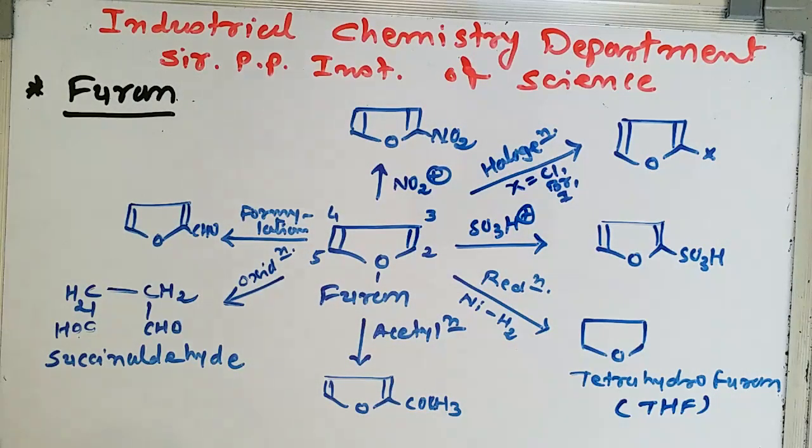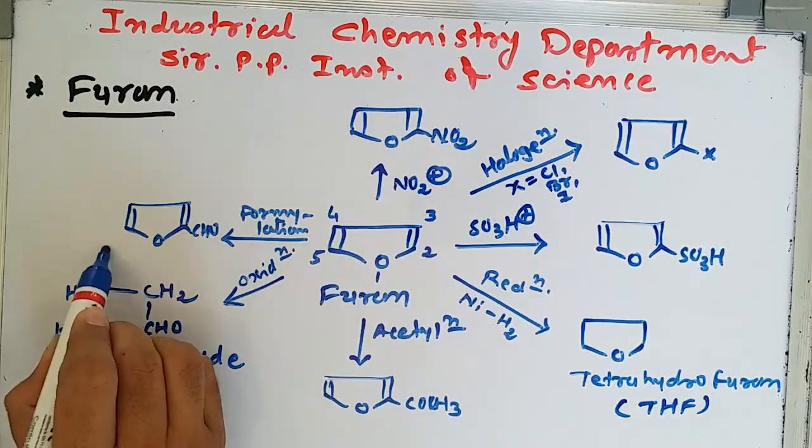THF is a colorless liquid having boiling point 65 degrees Celsius and easily forms explosive peroxides. It is miscible with water as well as organic solvents, and useful for preparation of hexamethylene diamine, which is used in the preparation of nylon. This is a derivative of furan. The second derivative of furan is furan 2-aldehyde, or furfuraldehyde, or furfural.